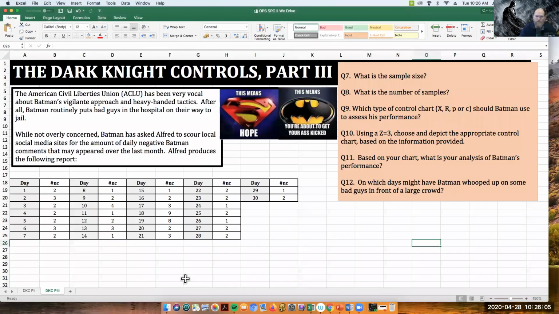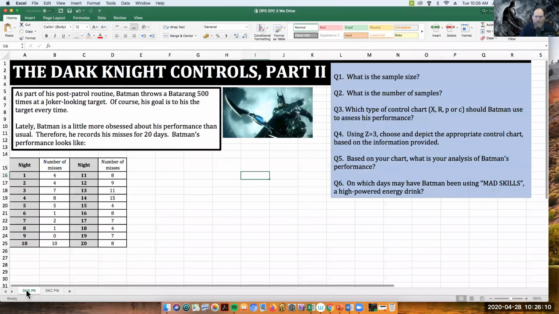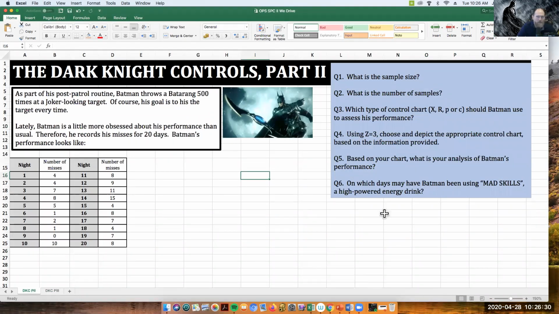So looking ahead to Thursday, and these are not, quote, mandatory for you to do before Thursday, but this is what we're going to do on Thursday. We have two problems here in this Excel data set. You've got a little bit of a narrative, some data, and some questions. It's the Dark Knight Controls Part 2 and Part 3. We'll do these together. I'll ask you throughout, how would you set this up? How would you approach this? What would you do now?